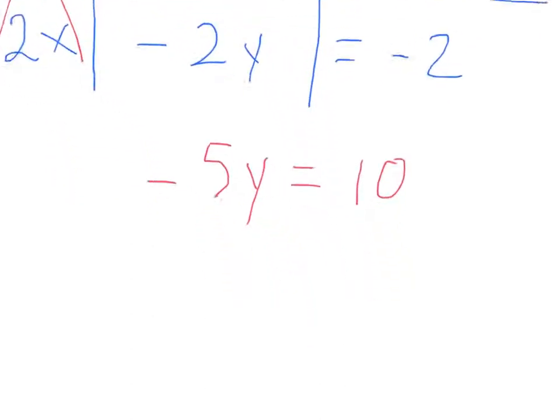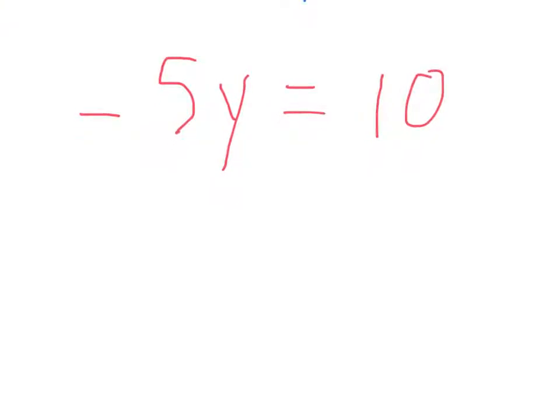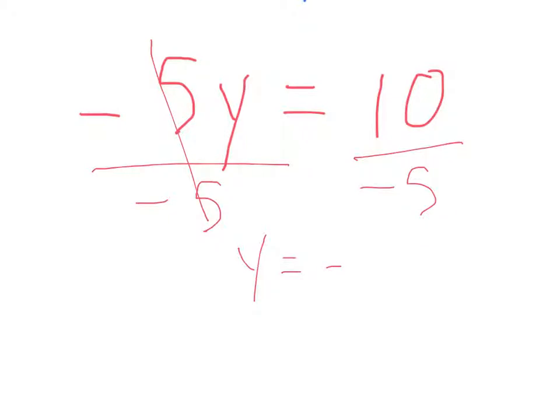Okay, so after you add all those up and multiply by -2, you got this clean little equation, and I'm just going to undo multiplication with division. So divide each side by -5, and those 5's cancel out. So our y is -2.